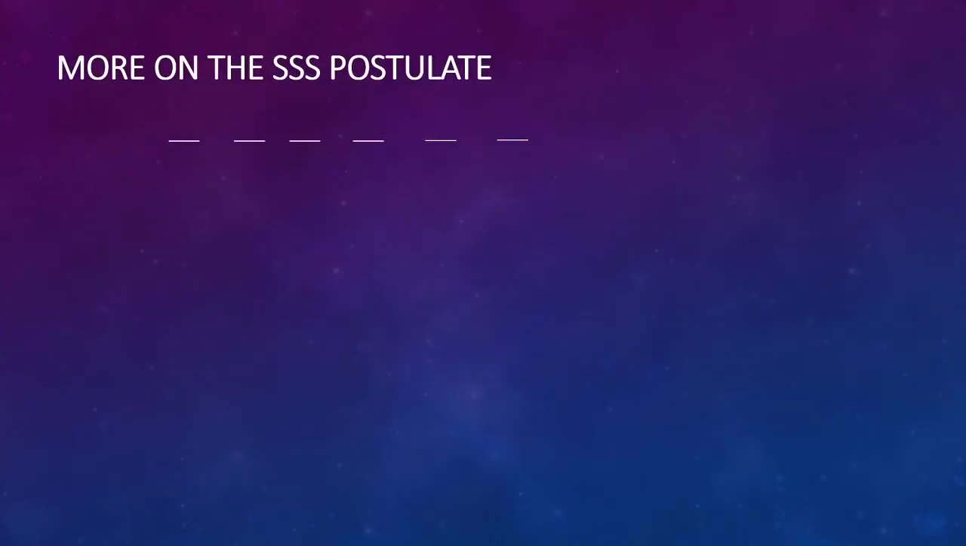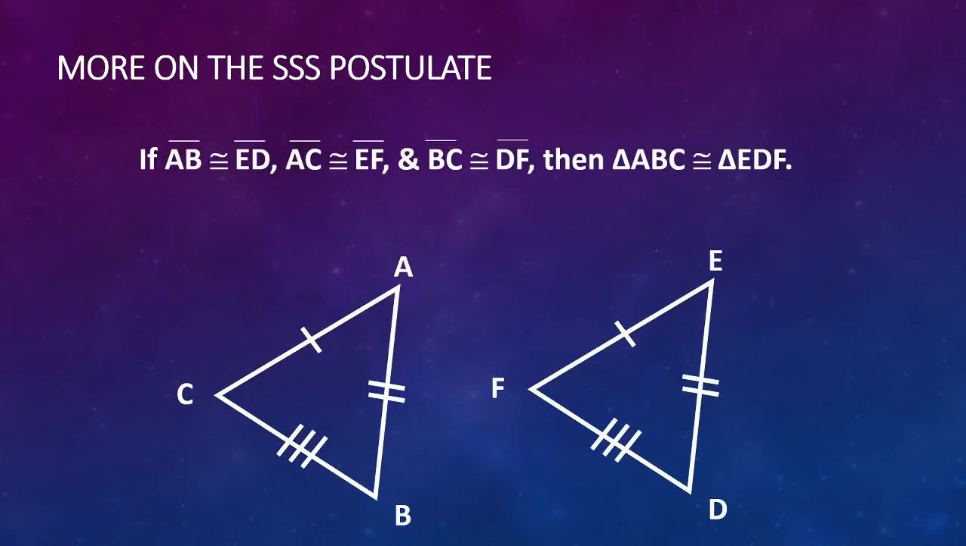Okay, more on the SSS postulate. You're given this: AB is congruent to ED. You have noticed here this side is congruent to this side, this side is congruent to this side, and this side is congruent to this side. And this is what you call, again, the side, side, side postulate. Are there any questions about the SSS postulate? No, sir.